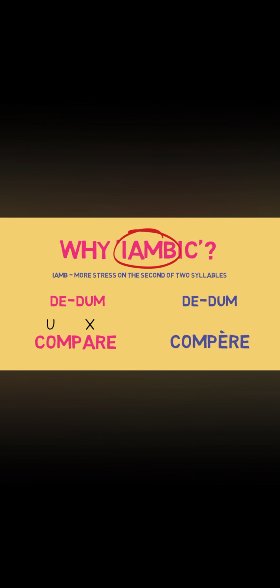Well, iambic simply means the pentameter lines are made up of something called iambs, and an iamb is 2 syllables where more stress is placed on the second of those 2 syllables. It's often described as a de-dum rhythm. For example, the word compare is iambic because there's less stress on com and more stress on pair. Now, if you compare that with the word compare, you can hear that compare is not an iamb.